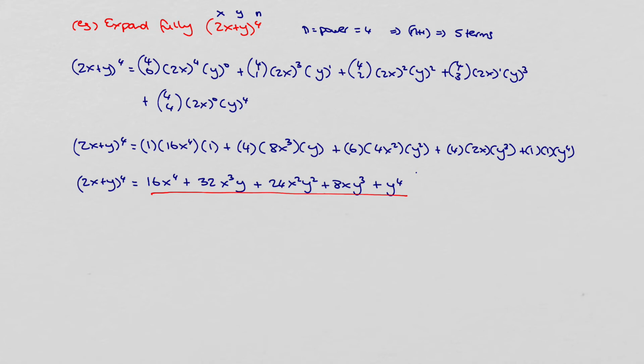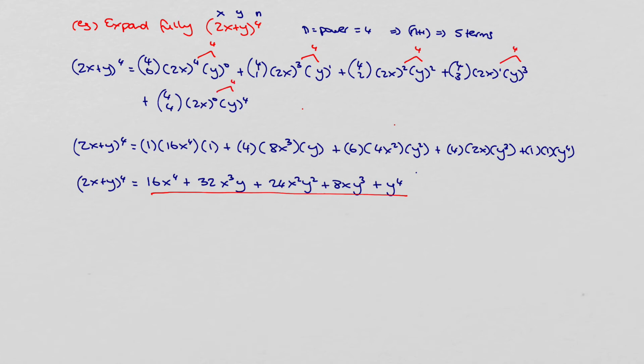So the other thing to notice is obviously the first term's power starts at 4, which was n, and goes down by 1 each time. The second term starts at 0, goes up by 1 each time. And if we add each of those powers, we always get 4. So 3 plus 1 is 4, 2 plus 2 is 4, 1 plus 3 is 4, and 0 plus 4 is also 4.